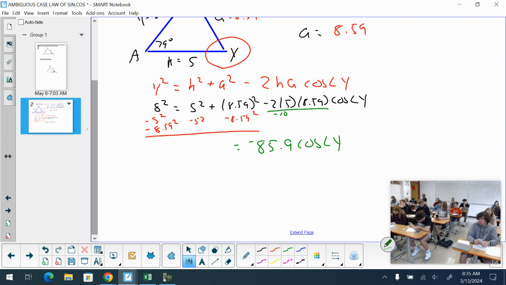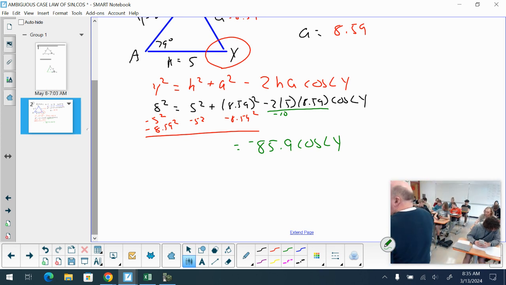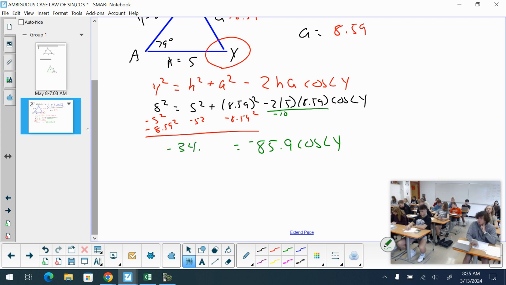You have a negative 10 here, so just going to move your decimal point over one place. But don't lose your negative sign. You get an 8 squared minus 5 squared minus 8.59 squared on the left-hand side. If we have 8 squared minus 5 squared minus 8.59 squared, what do we get? Negative 34.79. Good with that.